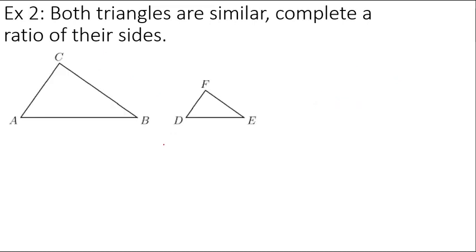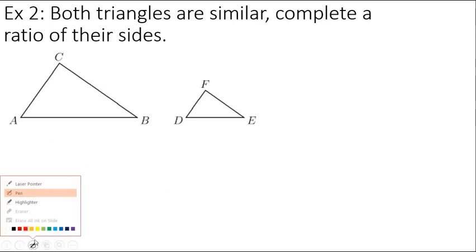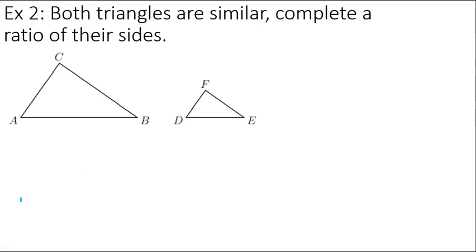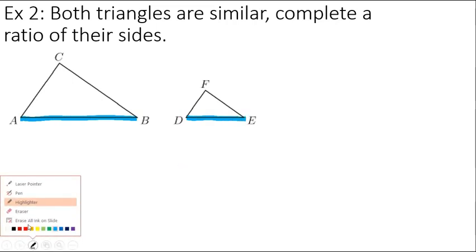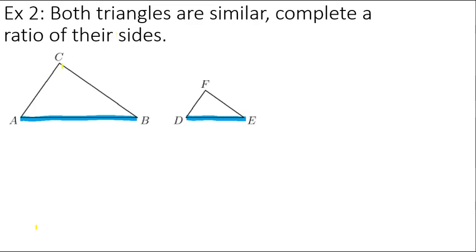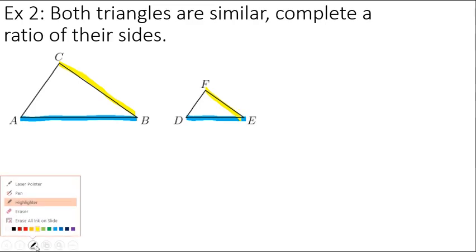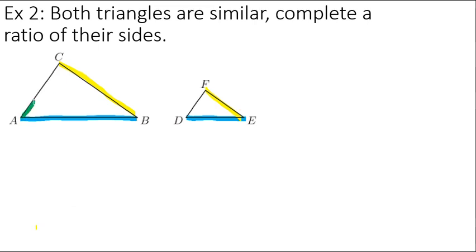Okay, let's try this next one. So again, we want to figure out what the corresponding sides are. So let's start off with the first one, AB corresponds to DE. Okay, next one. We say CB, that goes with FE, which means the last one is AC, that goes with the F.